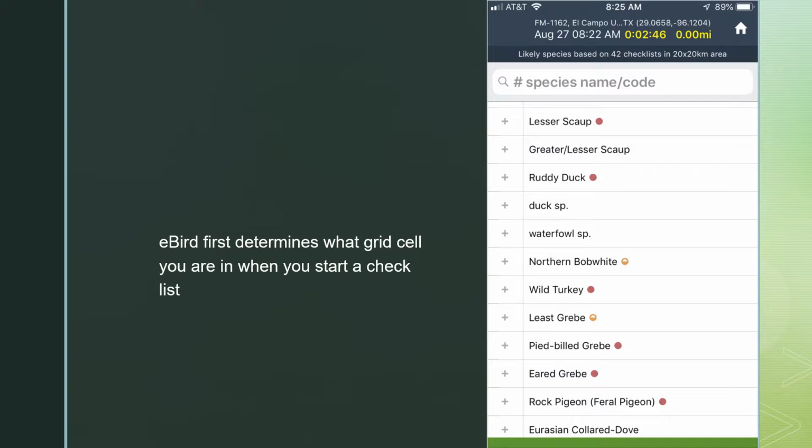When you start an eBird checklist, eBird first determines the grid cell you're in and then looks at the data for a 3-week time period, 10 days before today and 10 days after today, or 21 days total. If there are 25 complete checklists in that time period, then eBird generates the Smart Sort dots for the grid. The number of checklists the Smart Sort is based on and the area are displayed at the top of the checklist.